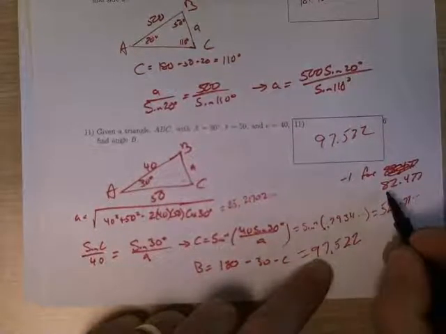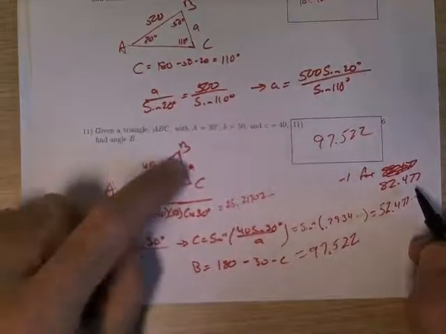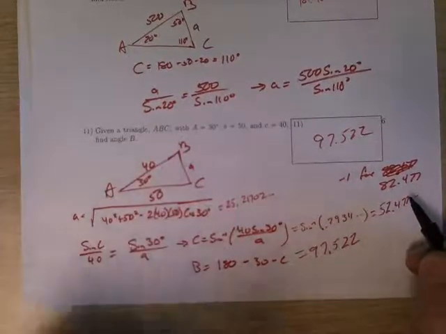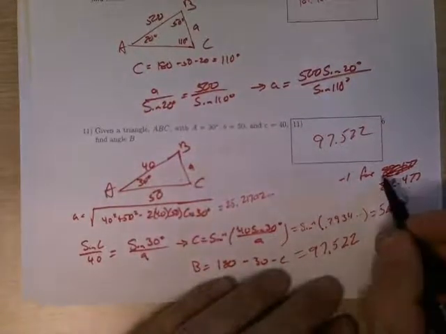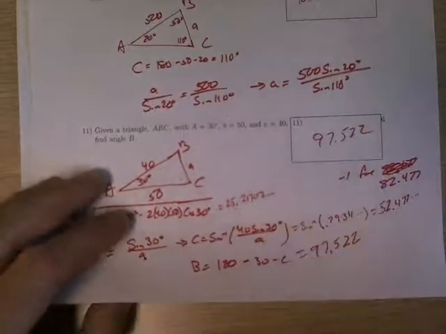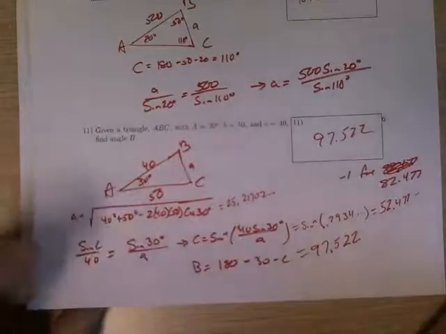If you came up with the answer of 82.477, that tells me you used the law of sines to find angle B, and it gave you the supplement of the correct answer. 180 minus your answer is the correct answer. Right. The law of sines, when you're solving for the biggest angle, is fraught with peril. Fraught, I say.